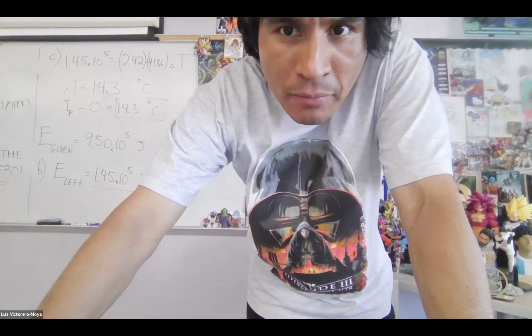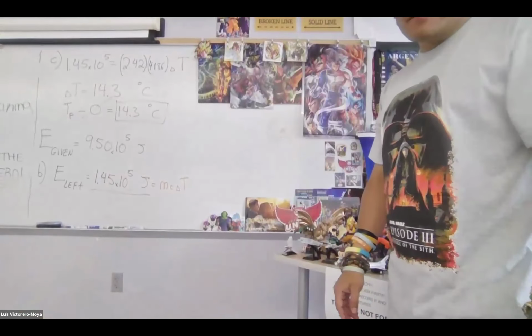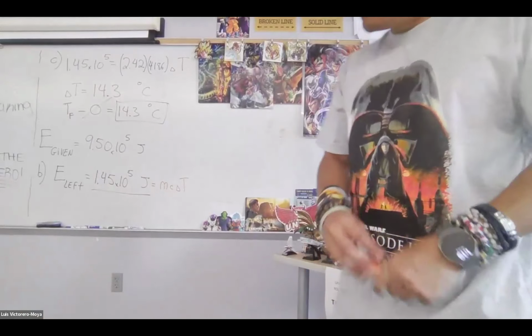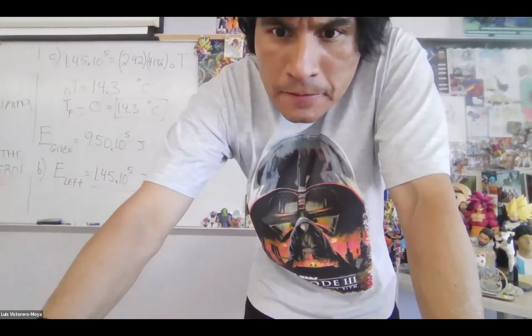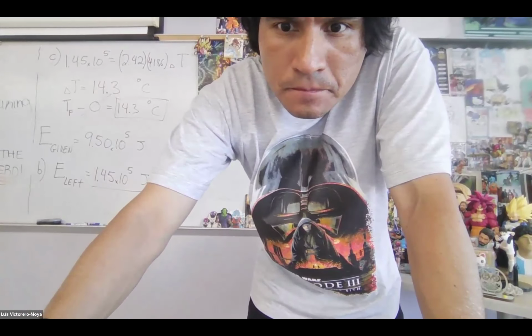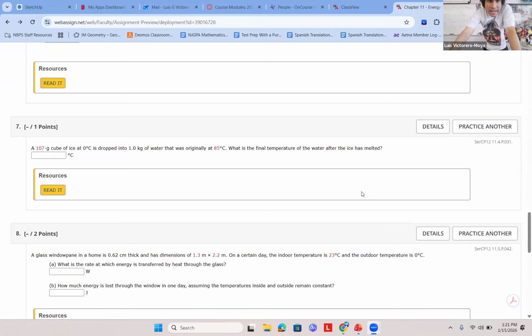All right, let's do number 7. I want to show it to you so you guys can see it there, right? That's pretty clear. Let's see what else we have here. Let me share this with you. A 107 gram cube of ice at 0 degrees Celsius is dropped into 1 kilogram of water at 85 degrees Celsius. What's the final temperature of water?